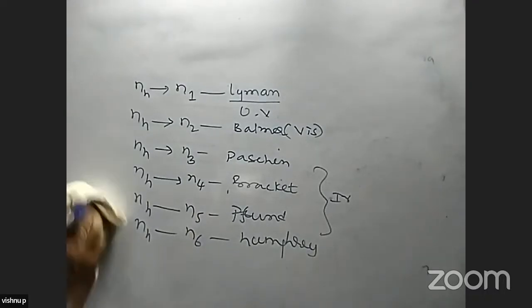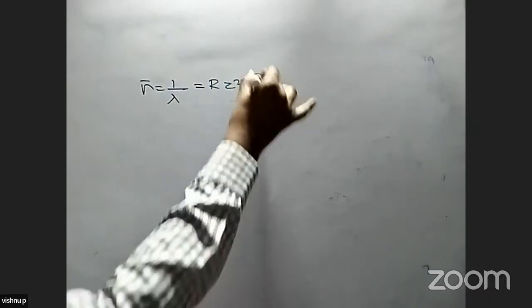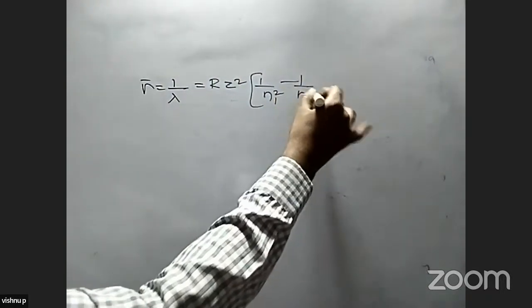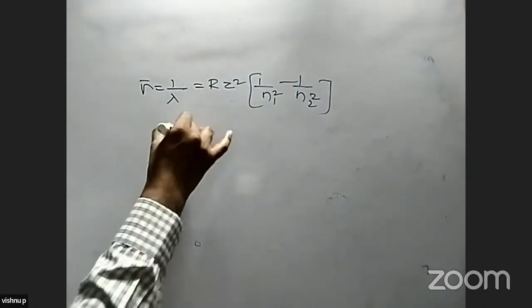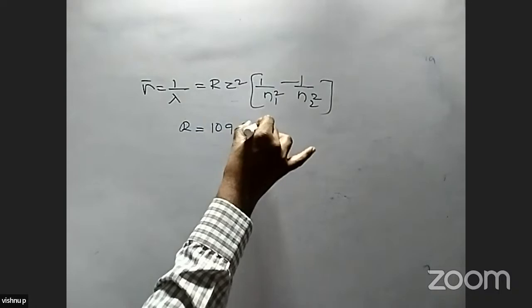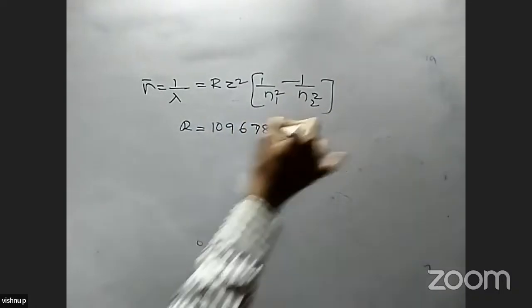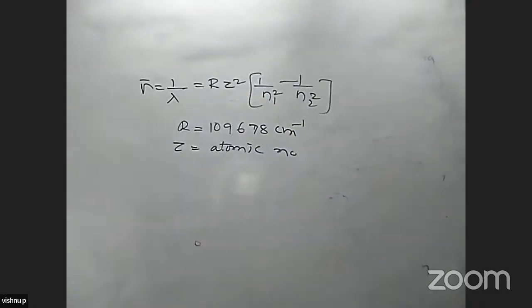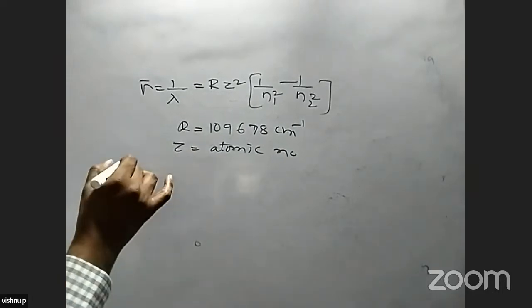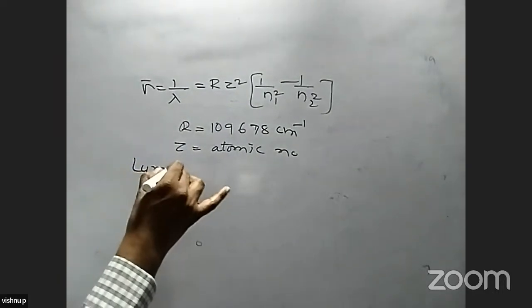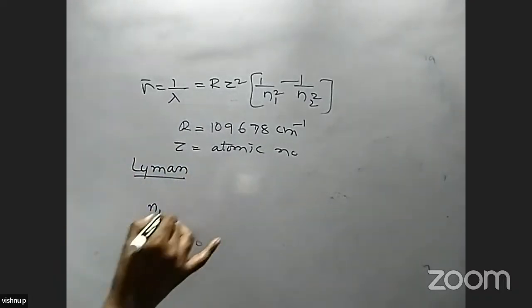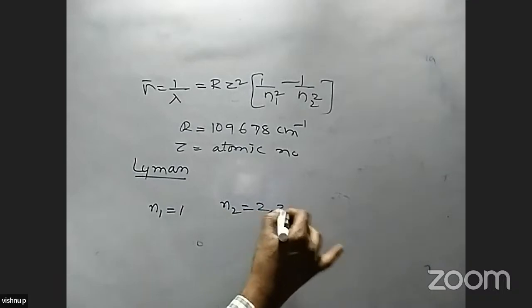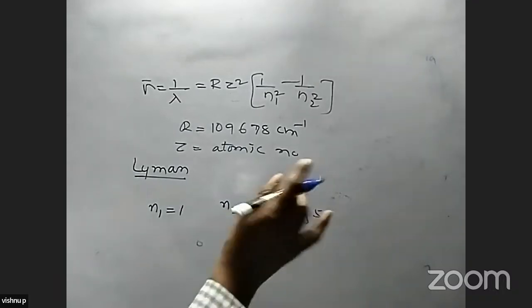How do we find the wave number of the hydrogen spectrum? Nu bar is equal to 1 by lambda is equal to R Z square into 1 by n1 square minus 1 by n2 square. R is called the Rydberg constant, and its value is 10967 per centimeter. Z is the atomic number, n1 is the lower state and n2 is the higher state. For example, in the case of the Lyman series, n1 is always 1 and n2 is any higher value.